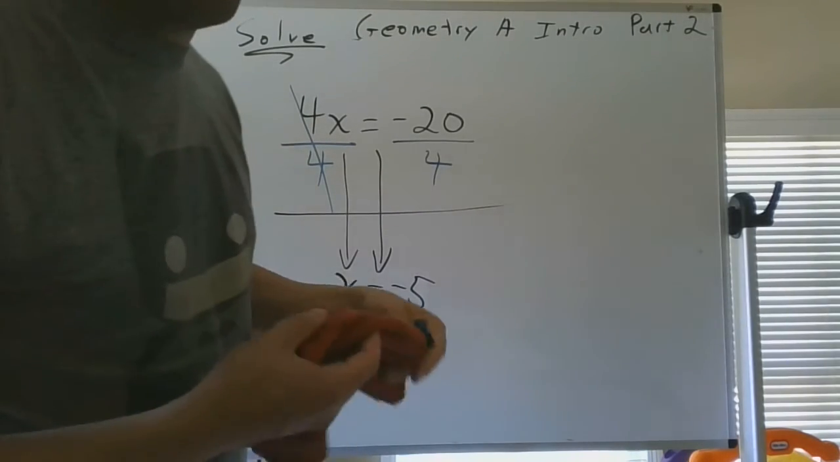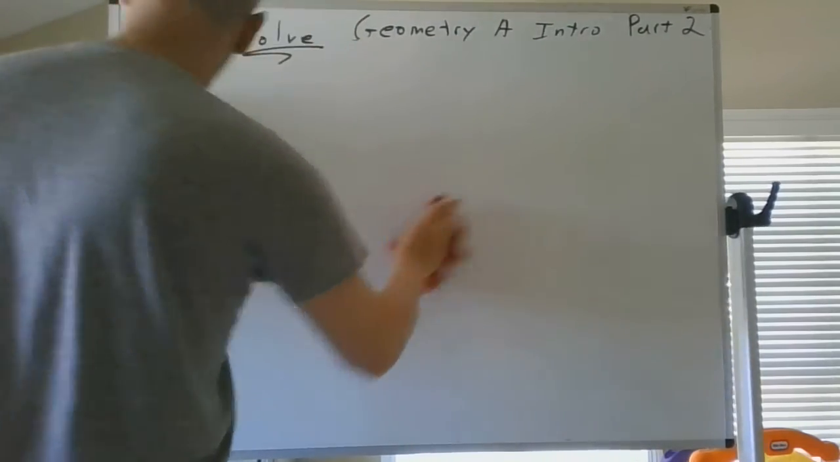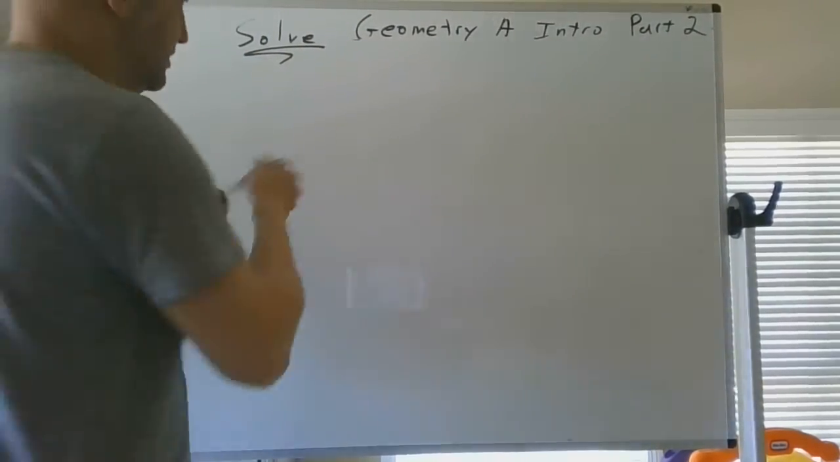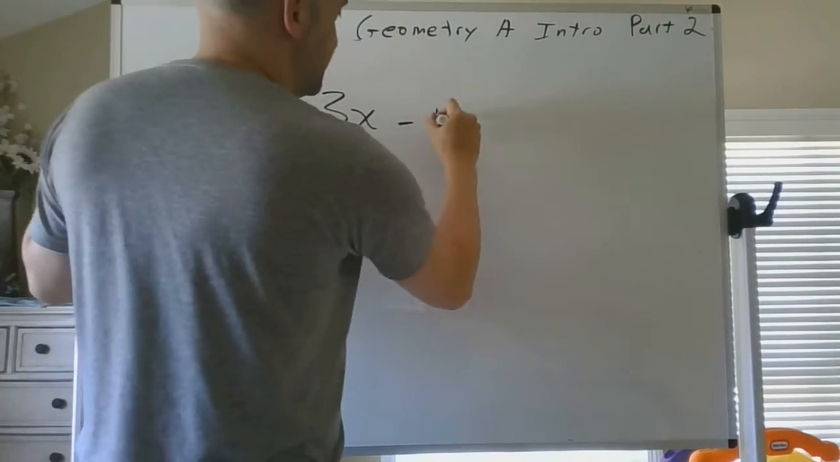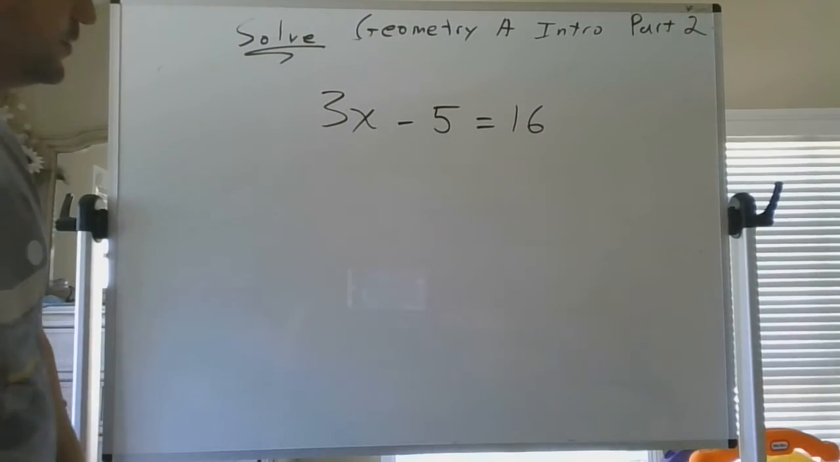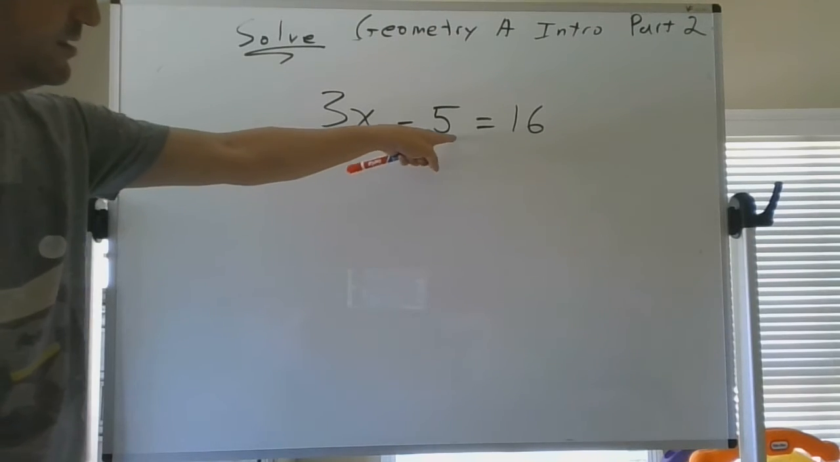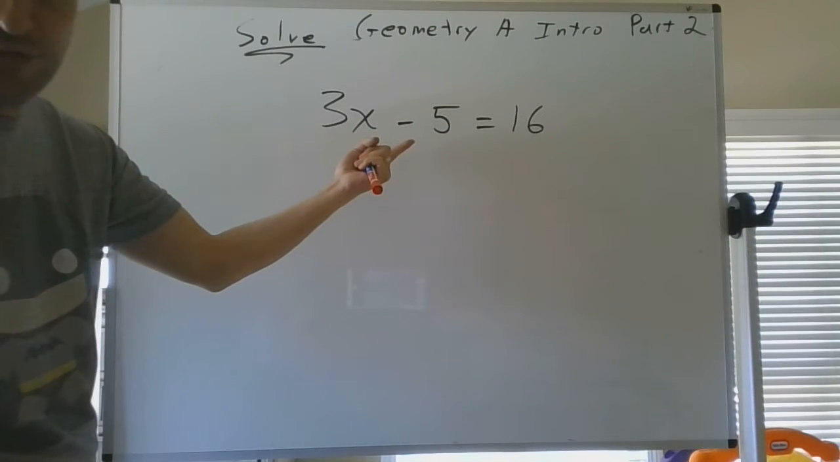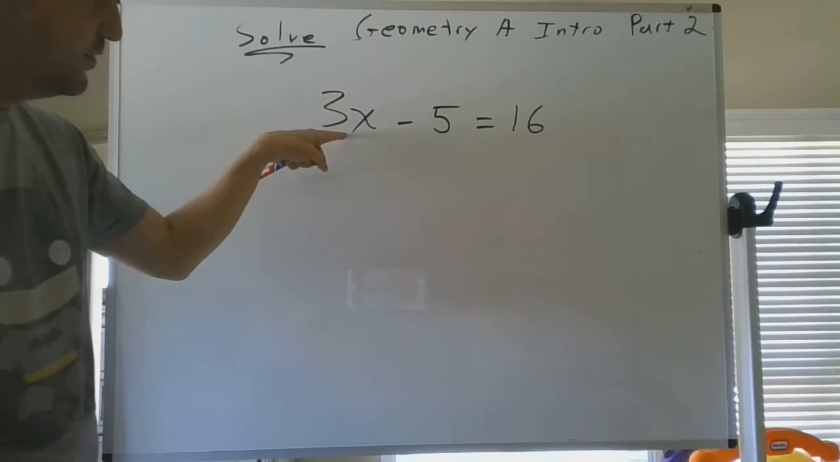Let's do one step harder now. Let's try this. 3x, again, we have to solve this. Minus 5 equals 16. Okay, great. So looking at this first, I can't divide by 3 here because if you see the equal sign, there's a minus 5 here too. So you have to get rid of all that stuff first before you mess with this.